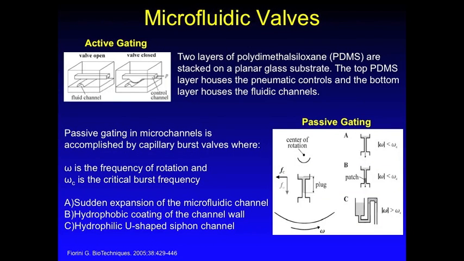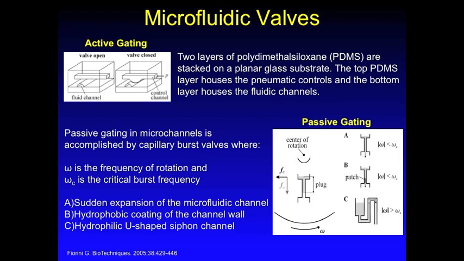One example of active gating microfluidic valves involves the layering of two polydimethylsiloxane, or PDMS, layers on a planar glass substrate. The top layer houses the pneumatic controls while the bottom layer houses the fluidic channels. One can easily see how pumps and mixers can be created using a series of similar pneumatically controlled configurations.